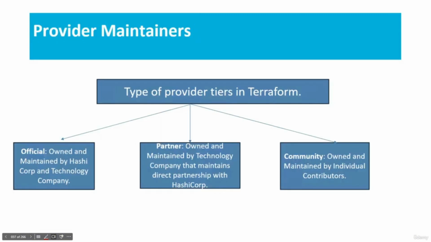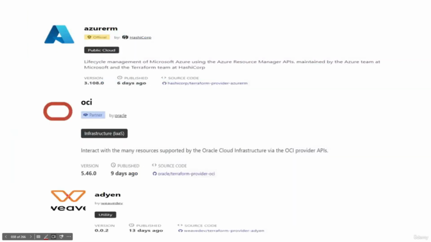Provider maintenance: types of provider tiers in Terraform. The whole provider tier is divided into three types. The first one is official, owned and maintained by HashiCorp. The second one is partner, owned and maintained by a technology company that maintains a direct partnership with HashiCorp. And the third one is community, owned and maintained by individual contributors. If you see here, AzureRM is the official provider, while OCI is a partner provider, and the last one is a community provider.